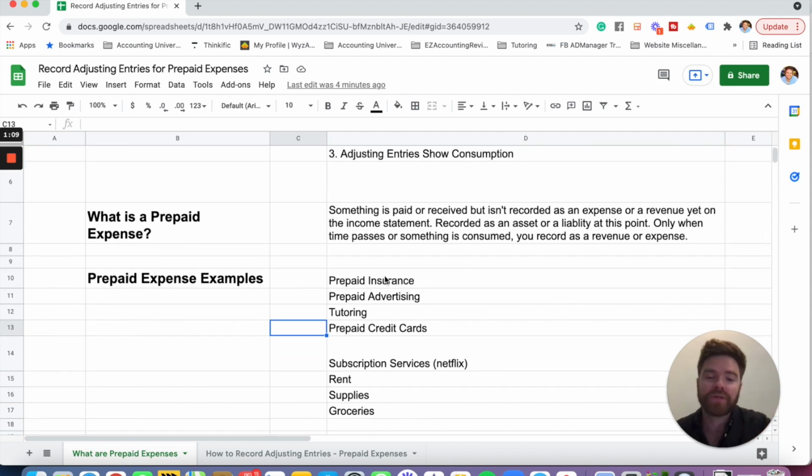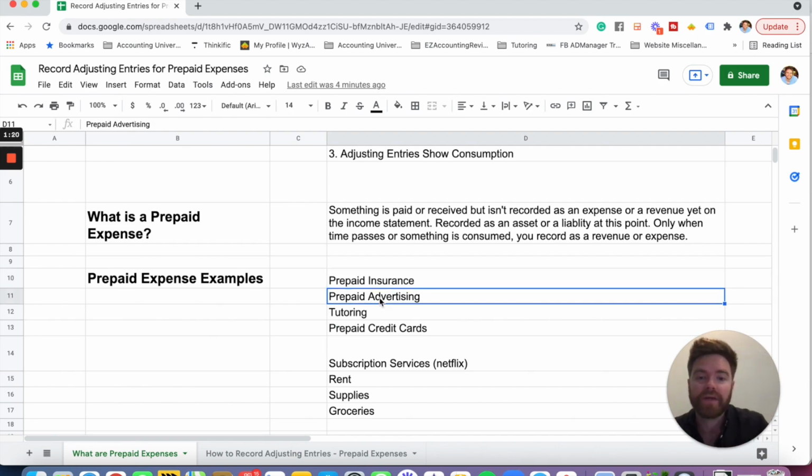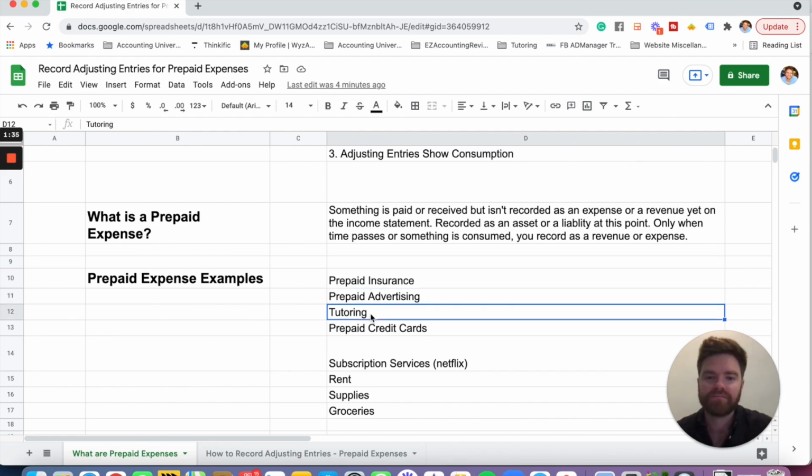Here are some examples. So like prepaid insurance, that's an obvious one. You pay for insurance up front, and then as time passes, it gets consumed, then you have to record an adjusting entry. Prepaid advertising, same deal. You buy it up front, and as the company performs the advertising for you, you can go ahead and remove that portion they already did for you. You record it as an expense, advertising expense. Tutoring, so if you hire me or someone else to tutor for you, sometimes you'll pay up front for tutoring. And then as we have our lessons, that account will deplete based on what we use.